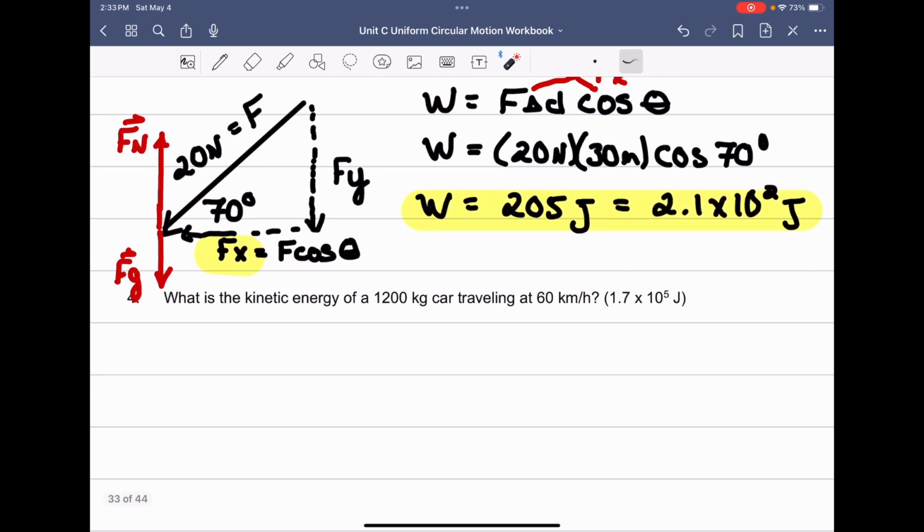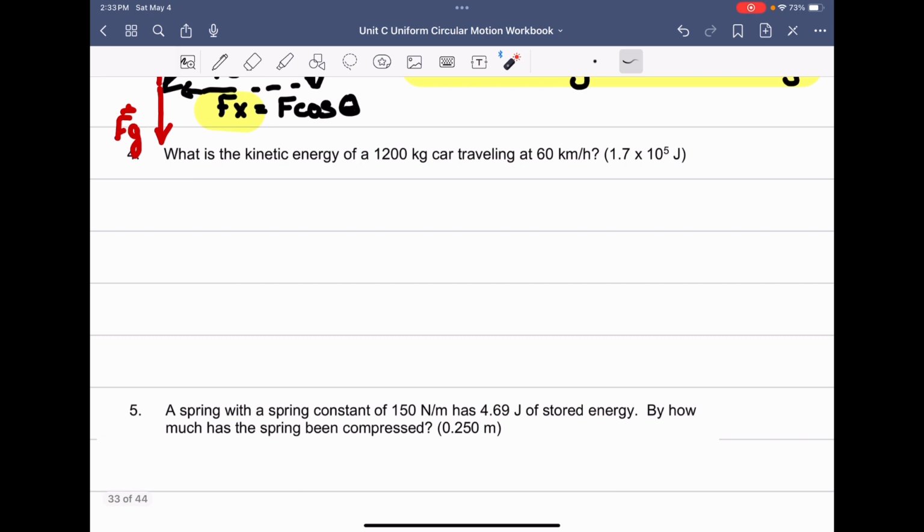Okay, for number 4, what is the kinetic energy of a car that is 1,200 kilograms traveling at 60 kilometers an hour?